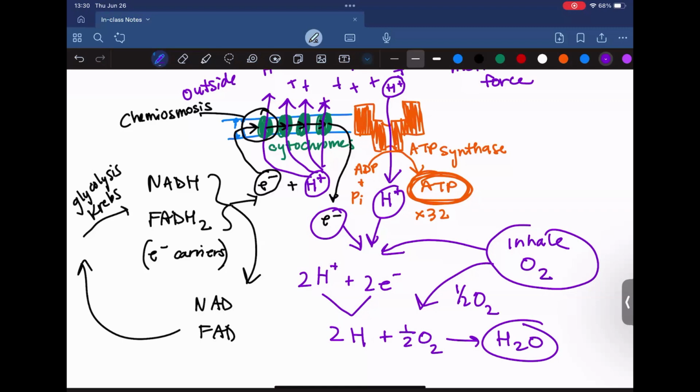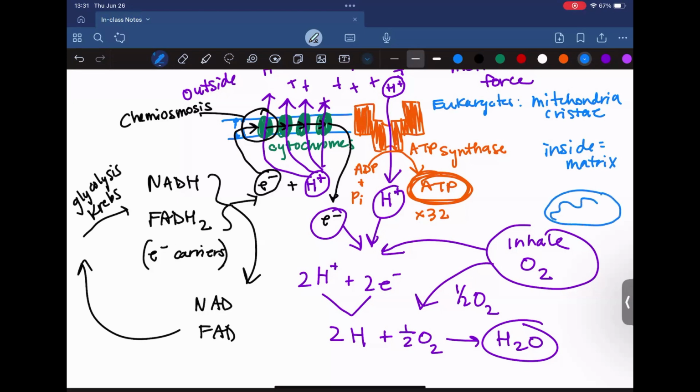So in eukaryotes, this is all happening on the mitochondria cristae. So I just put mitochondria. I'll put cristae. And the inside is the matrix. So what I'm saying is that if this is your mitochondria and this is your cristae on the inside of your mitochondria, and this is your matrix on the inside, then your H pluses are all in this space here.